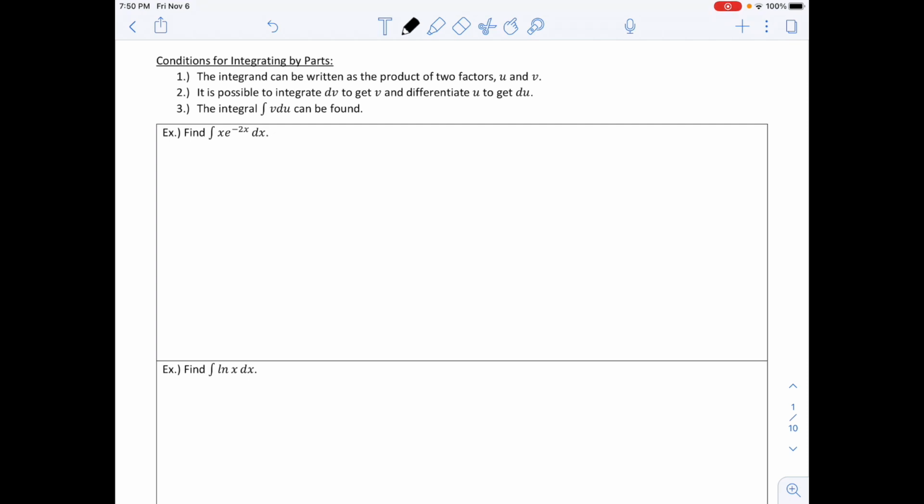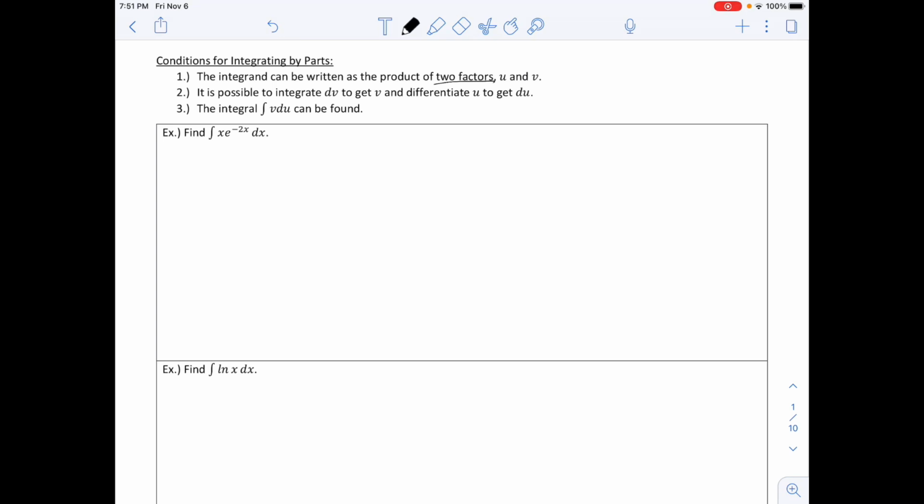The integral can be written as the product of two factors, and those are called u and v. And it is possible to integrate dv to get v and differentiate u to get du. The integral of v du can also be found, or you might have to do integration by parts a second time in order to find your final answer.